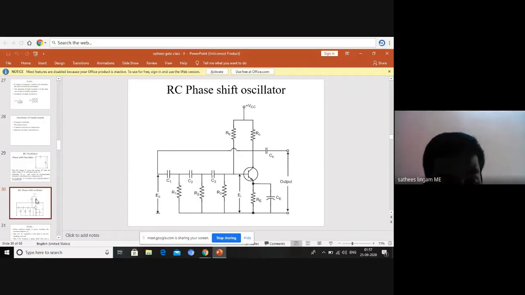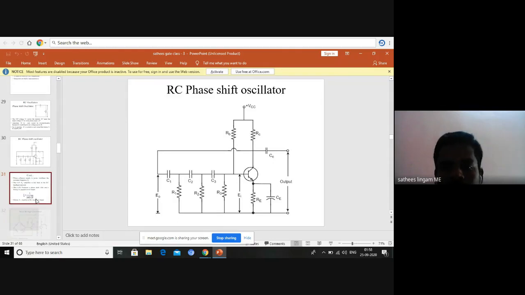Should give 180-degree phase shift. Another transistor is giving another 180-degree phase shift. So feedback is taken through C1 R1, C2 R2, C3 R3, which forms the RC phase shift network. Anyway, 180-degree phase shift it is delivering. So totally, at last we are receiving at the output side a 360-degree phase shift. Another 180-degree is given by the transistor.